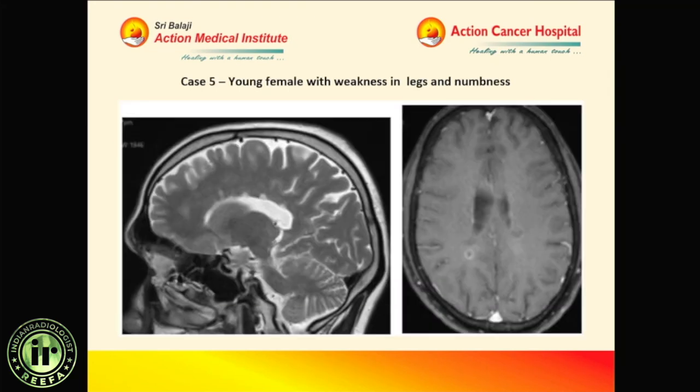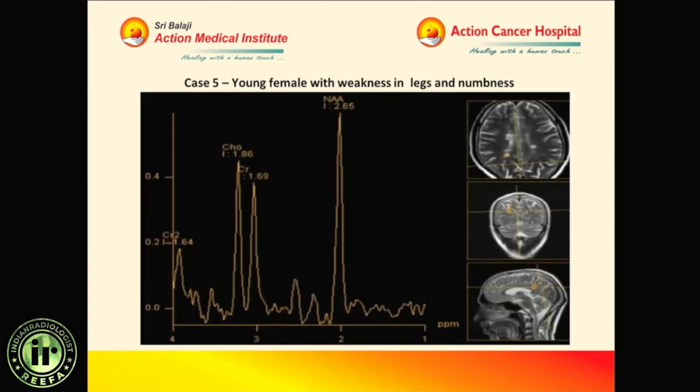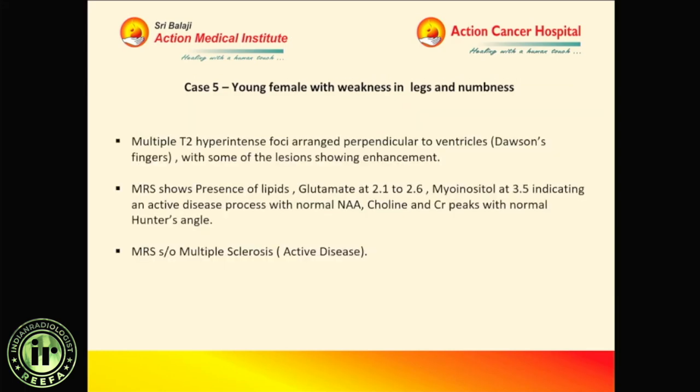Another case, a young female with weakness in legs and numbness. What we can see are T2 or FLAIR hyperintense signals which are perpendicular to the ventricles. Some of these lesions are showing enhancement. We put MRS, and what do we get? The NAA peak is still highest, the choline peak is slightly raised, and what do we have over here? This is a glutamine complex at 2.1 to 2.5 ppm. The MI peak is also there, so this is demyelination. So this is typical active multiple sclerosis.